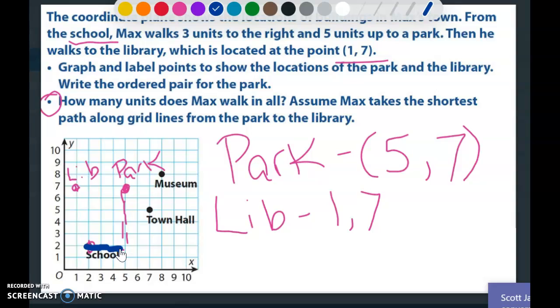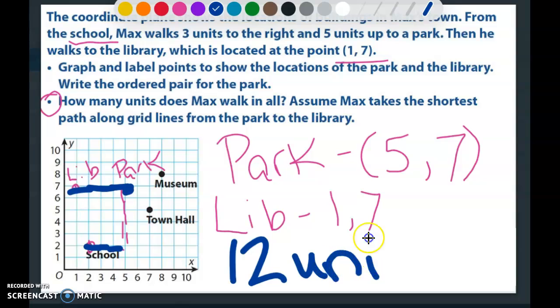8. And then he went from the park to the library. So how many units is it from the park to the library? Let's count on from 8: 9, 10, 11, 12. So he traveled 12 units total. So 12 units would be our answer.